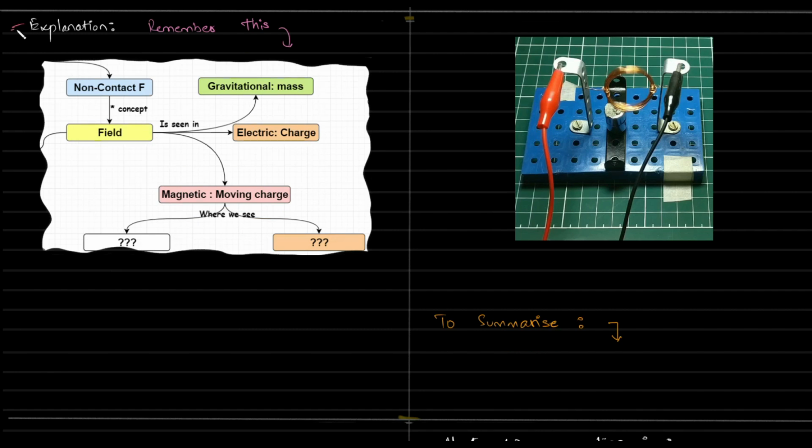Do you guys remember this? We spoke of non-contact force and we get an idea of field from this. And fields are seen as gravitational field, electrical field, and magnetic field. So for anything related to gravity, we need to talk in terms of mass. Anything related to electric, we need to talk in terms of charge. Anything related to magnetic, we need to talk in terms of moving charges.